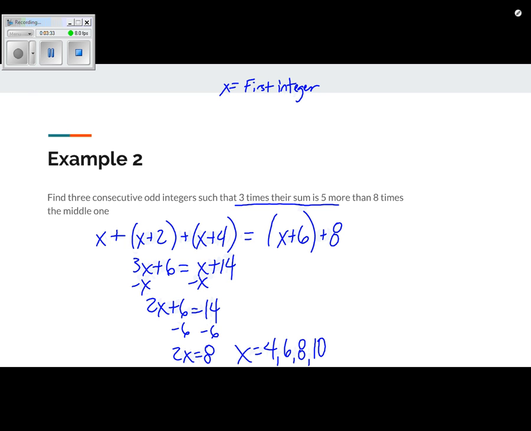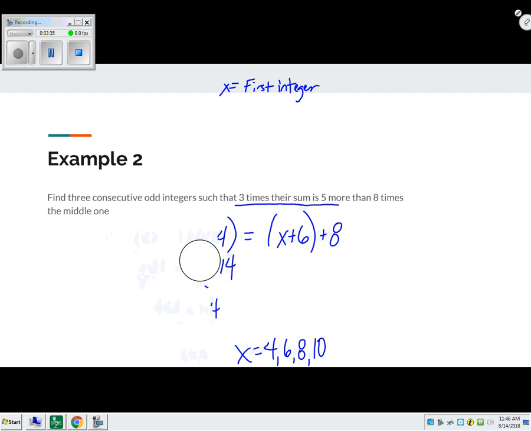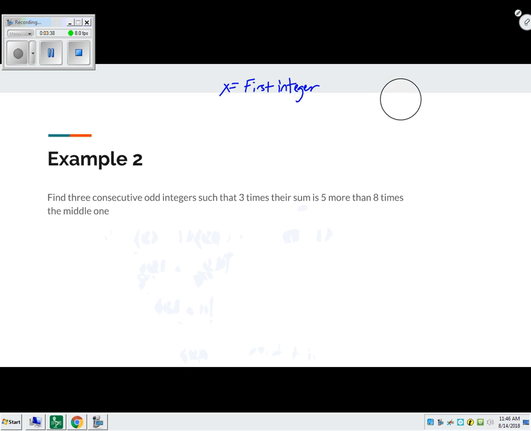Let's try that again. I'll help you set this one up. We'll pause the video and have you work it out, see if you can match what I got. Anytime you see these number problems, I think it's always good to let x be that first integer. But this time we're looking for odd integers such that 3 times their sum is 5 more than 8 times the middle one.